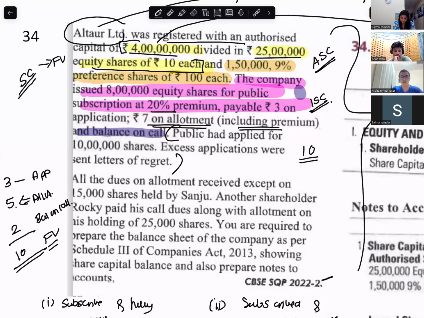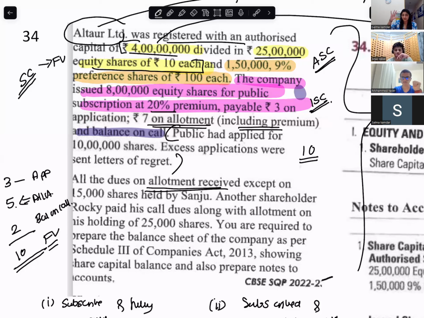10 lakh shares. Excess applications were sent letter of regret. All the dues on allotment received except on 15,000 shares held by Sanju. Another shareholder, Rocky, paid his calls due along with allotment on his holdings of 25,000 shares. Hang on. So that means everything up to allotment is received.